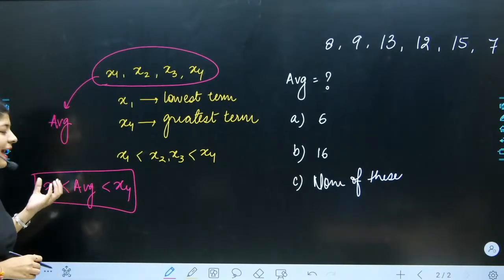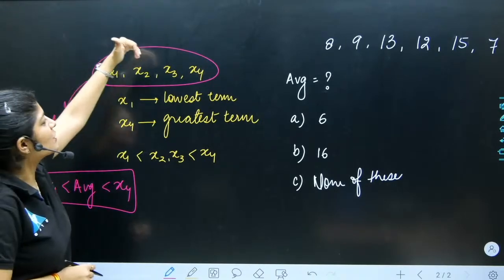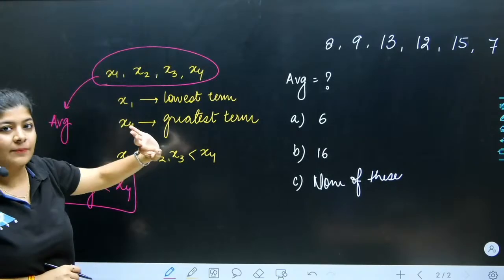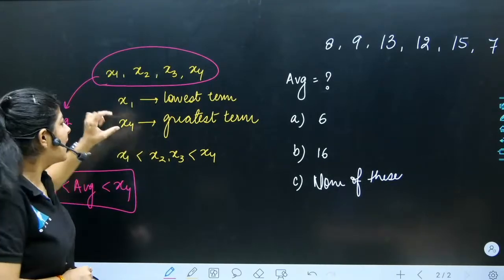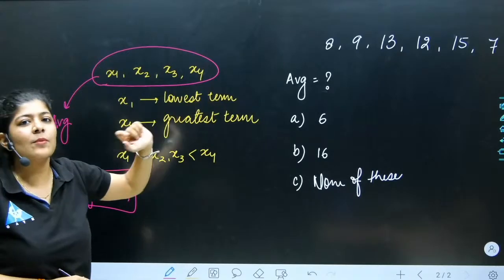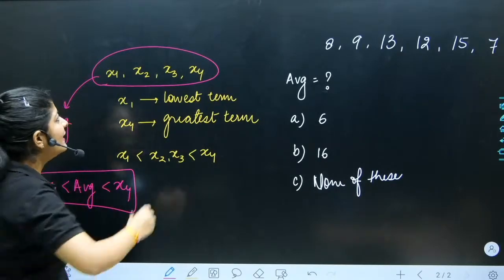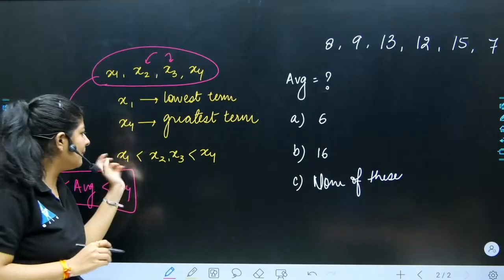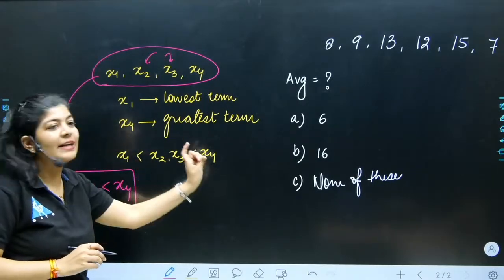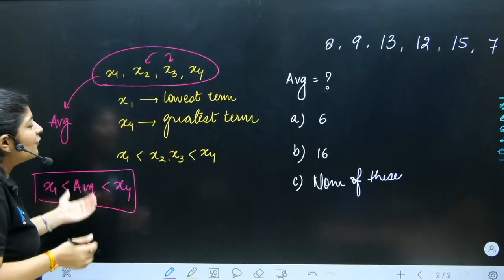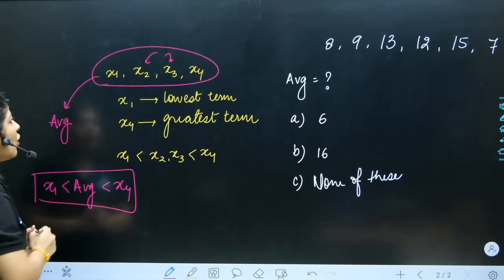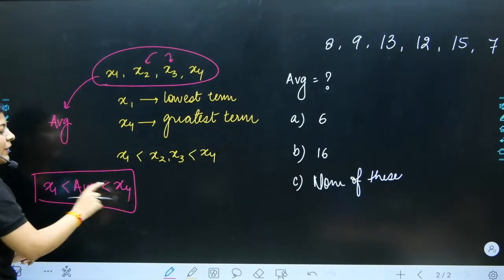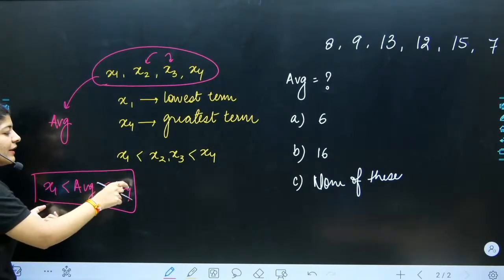If we are having terms like x1, x2, x3, x4, and x1 is the smallest term and x4 is the greatest term, and the values of x2 and x3 lie somewhere in between x1 and x4, then the average of all these terms should lie in between these two terms, that means the smallest one and the greatest one.